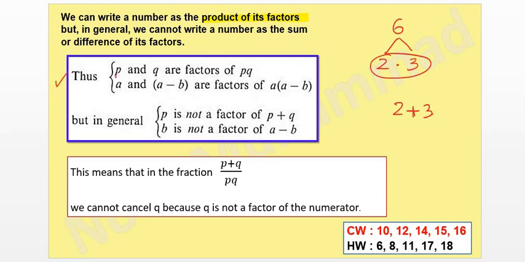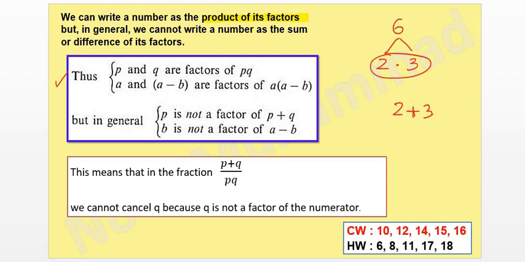Here you can see P and Q are factors of PQ. As I said, 2 and 3 are factors of 6. Similarly, P and Q are factors of PQ. Why? Because P and Q are being multiplied. So if you multiply P and Q, it will give you the expression PQ.